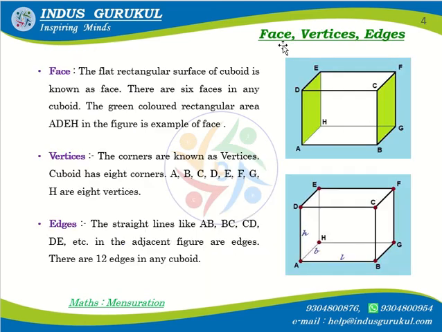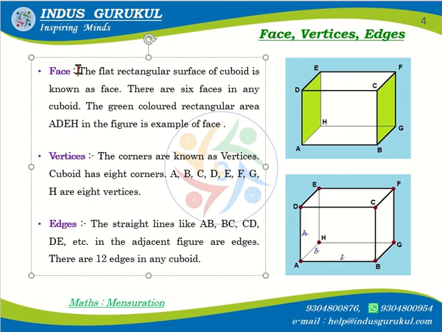Now, what is a face, what is a vertex and what is an edge? In this figure, the green colored ones are the faces. These are the side faces, similarly top and bottom and front and back. So it is nothing but a flat rectangular surface of a cuboid. This is known as a face. And how many are there? There are 6 in any cuboid.